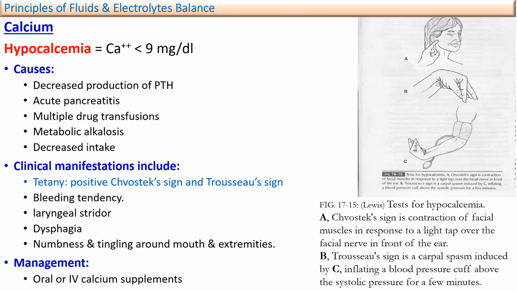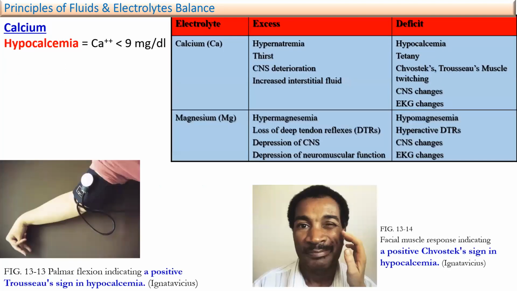In addition to that, given the function of the calcium, we anticipate that the hypocalcemia will lead to bleeding tendency, laryngeal stridor, and airway obstruction or breathing problems, and dysphagia, difficulty swallowing, and numbness and tingling around the mouth and extremities due to that hypocalcemia. So it's usually treated with oral or IV calcium supplements.